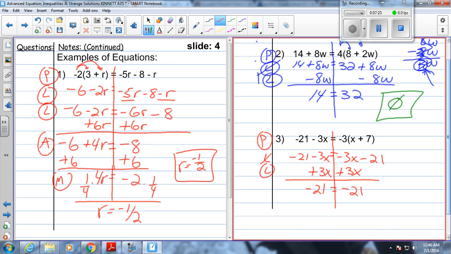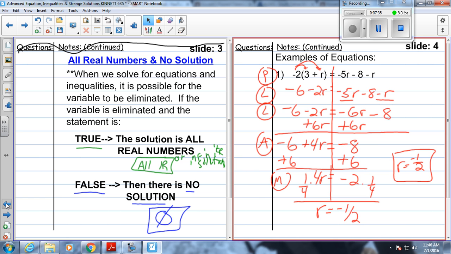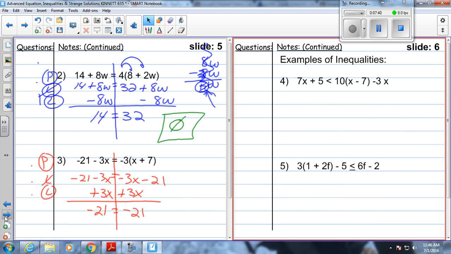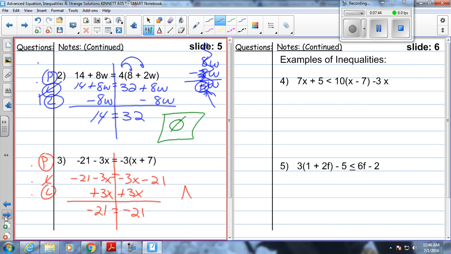So we did our distributive property. We didn't have like terms on each side. We brought our like term across. And this happened. The variable disappeared. And we ended up with a true statement. So since it's a true statement, the solution is all real numbers. So our solution is all real numbers. And I clicked over too far there, just to help my writing on the smartboard today.